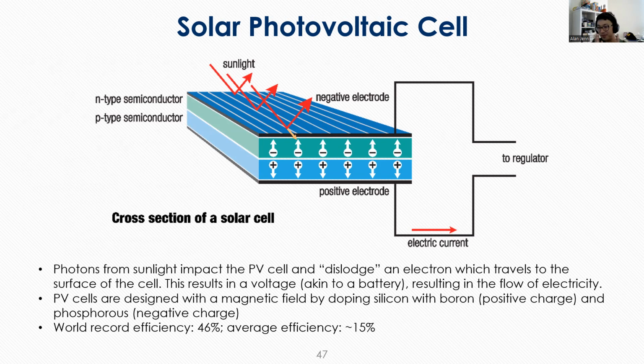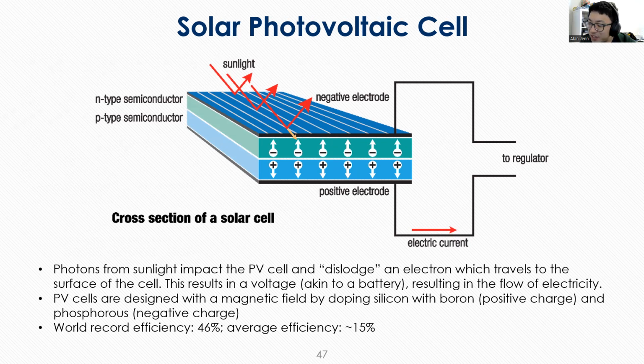And so this actually operates in a very different way from our traditional power generation devices. You produce these cells by doping silicon with boron to create your positive charge, and silicon and phosphorus to create this negative charge.